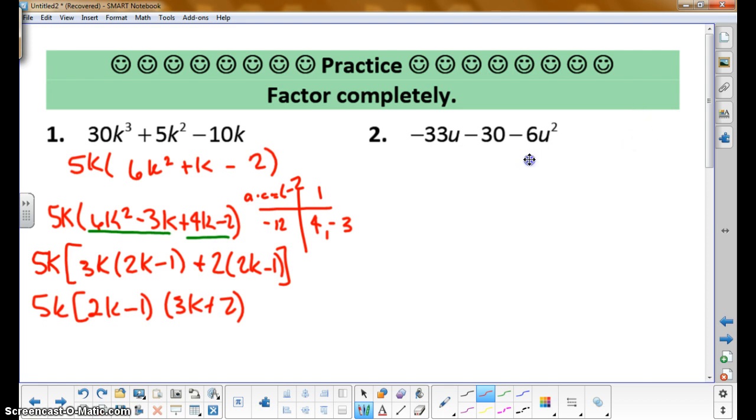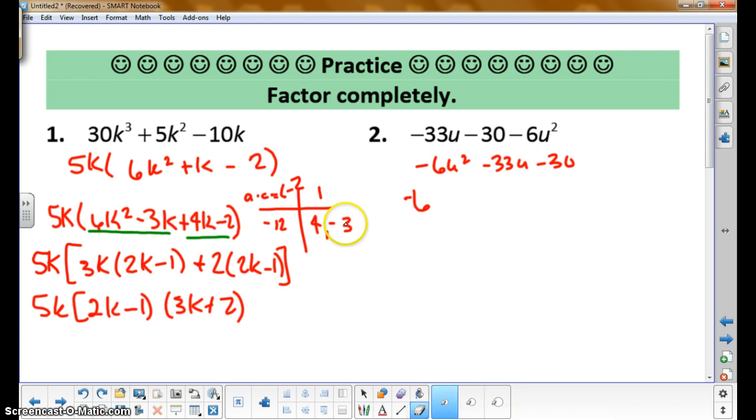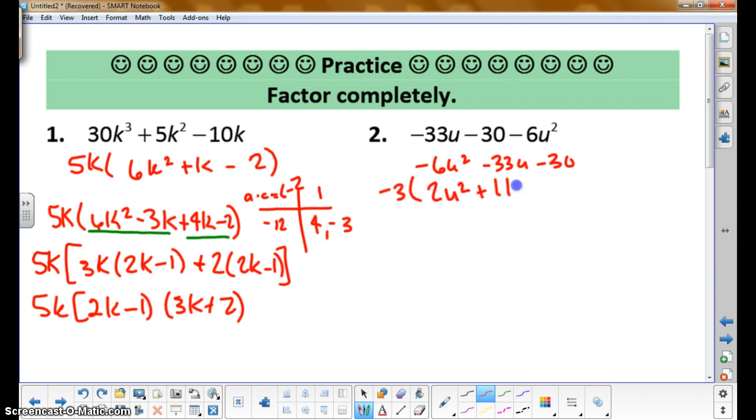Okay, moving on to the next one, and turn me off if you want to practice this by yourself. In the meantime, I'm going to reorder these in descending order: negative 6u squared minus 33u minus 30. And then we always do a GCF. Since the u squared coefficient is negative, we're going to pull that negative off, and that's not a negative 6. That would be a negative 3 as our GCF. Negative 3 and 2u squared plus 11u minus 15.